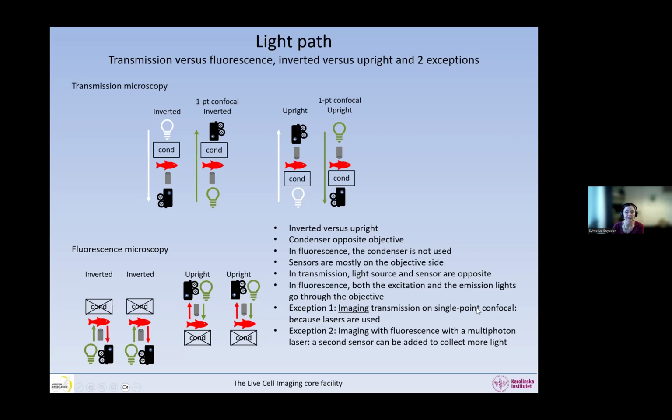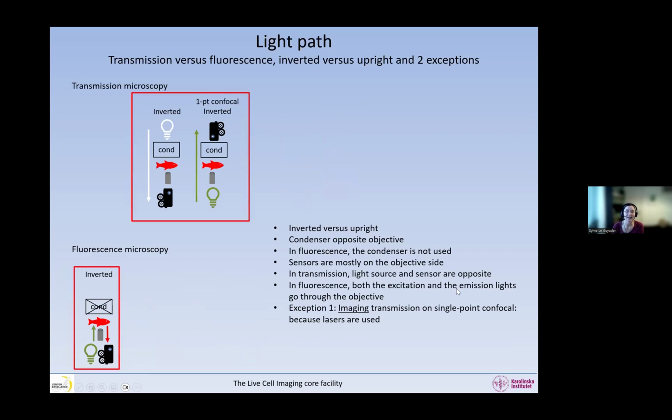So that is a little bit special, let's say. And then the other one is when we image fluorescence on a multiphoton with a multiphoton laser, then we can capture the light that does not go inside the objective. So we could add a second sensor for the emitted light that doesn't go back through the objective and that escapes. We can capture it as well. So it's the same for an upright or an inverted. So these are all the possible cases that we have.